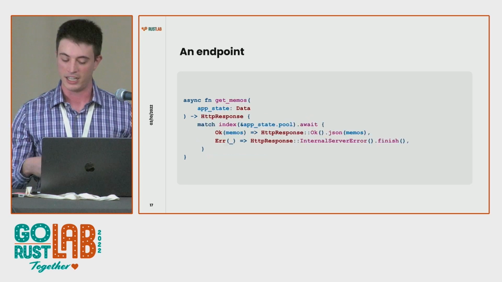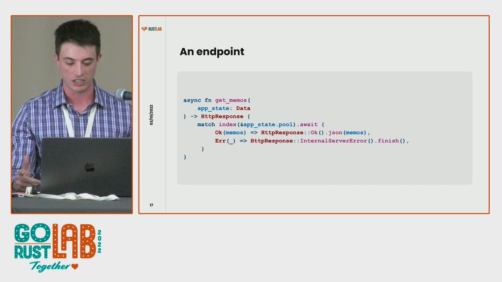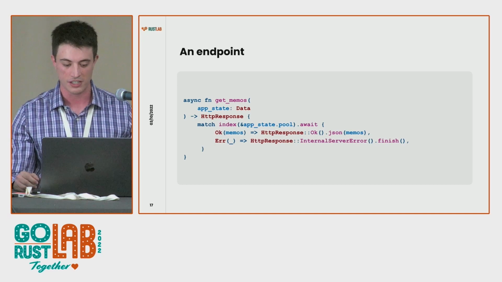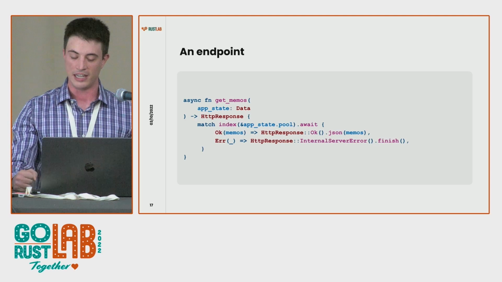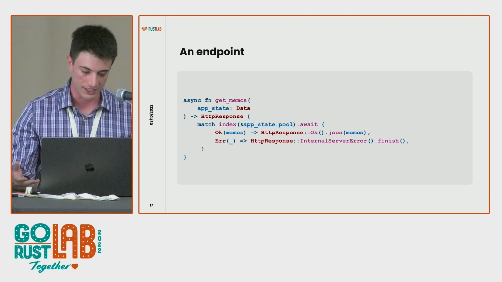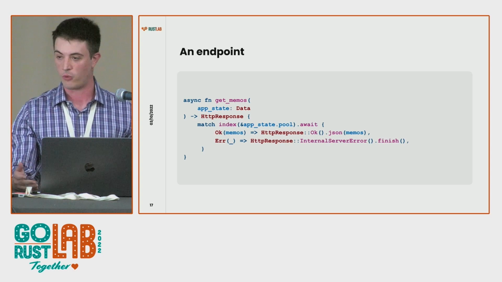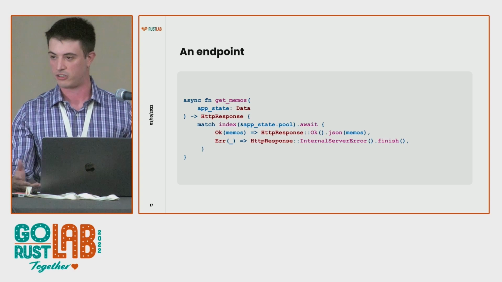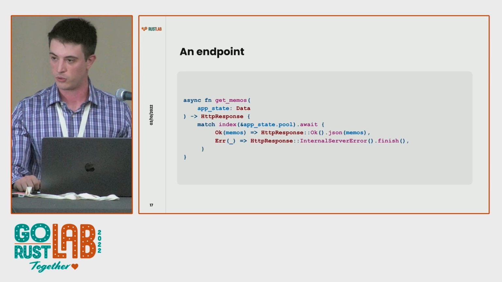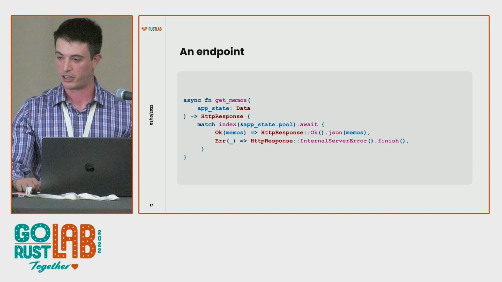So once we have that index function, we can use it in an endpoint. Obviously here, this is just a get memos, so nothing fancier. This is just going to fetch the list of all memos that are available. And in this case, the code is pretty easy. It just calls that index function, it awaits it, and then if it's an OK, it returns an OK response with the list as a JSON, or it returns here just an internal server error.